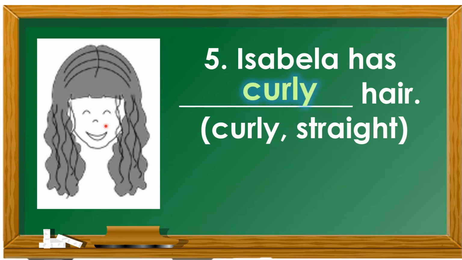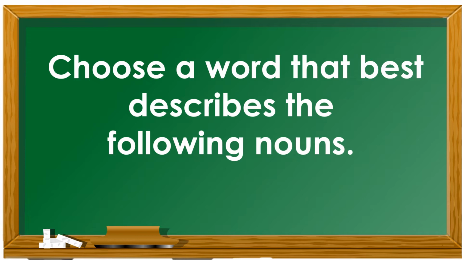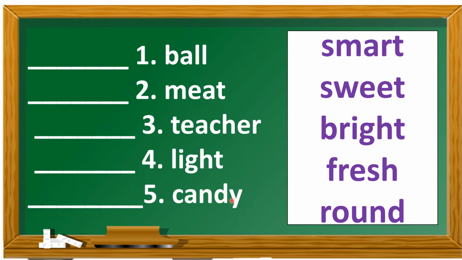Yes. So it is obvious that her hair is curly. Another activity. Choose a word that best describes the following nouns. Okay, let us read this first. Ball, meat, teacher, light, candy. So these are all nouns.